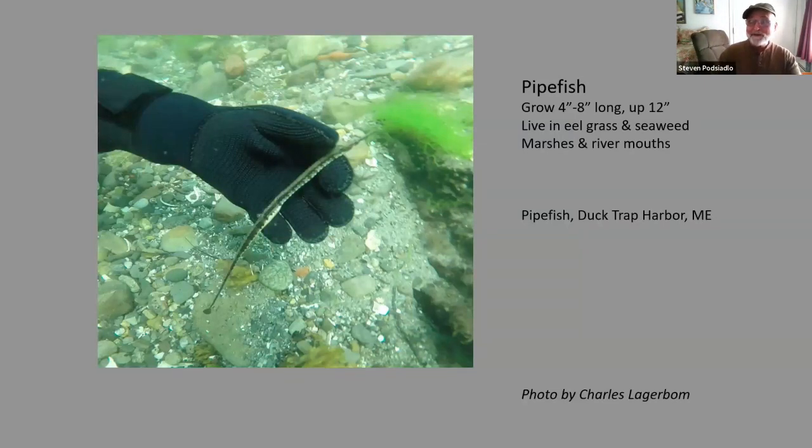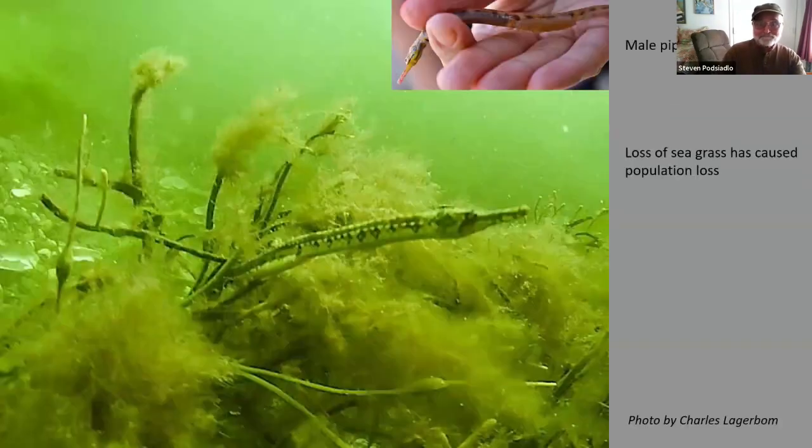Pipefish live in eelgrass beds. They can grow 4 to 8 inches long, and sometimes up to 12 inches long. They tend to like marshes and river mouths, safe places to live. The loss of seagrass has caused the population of pipefish to go down.